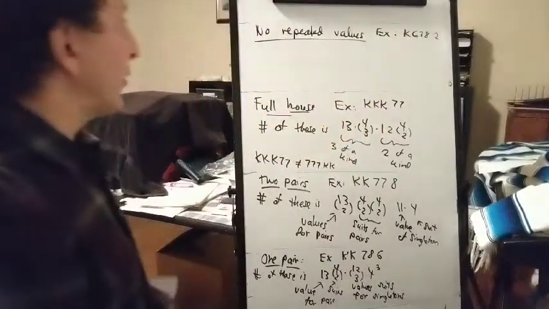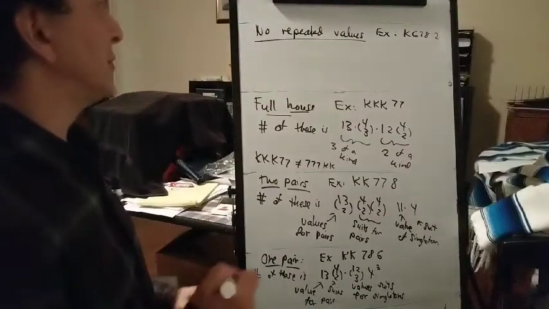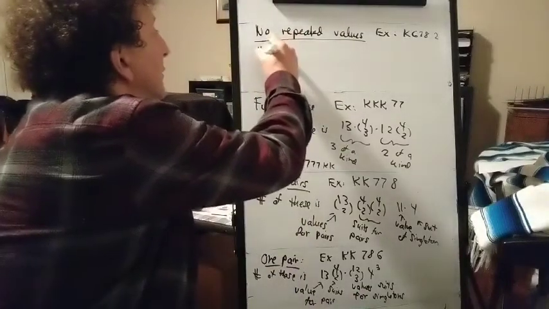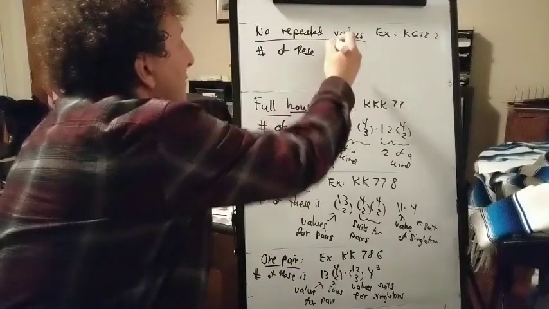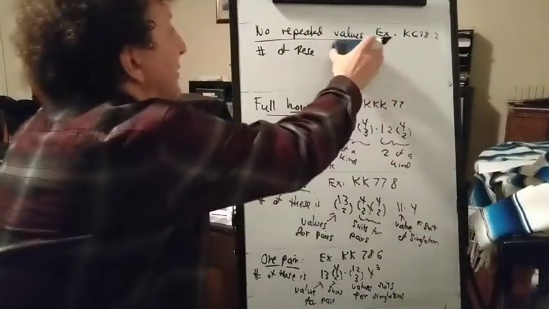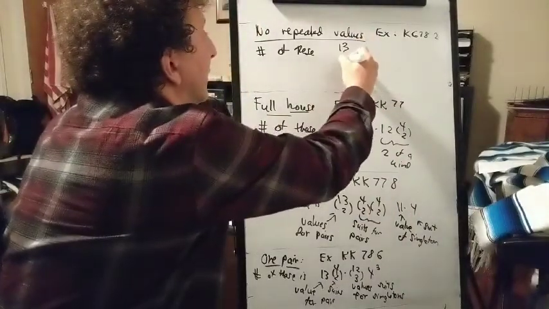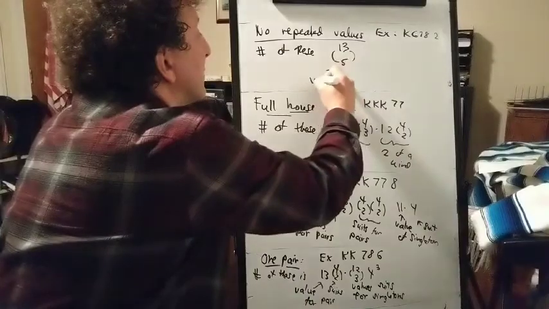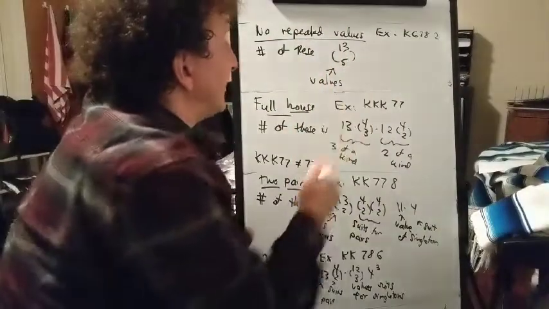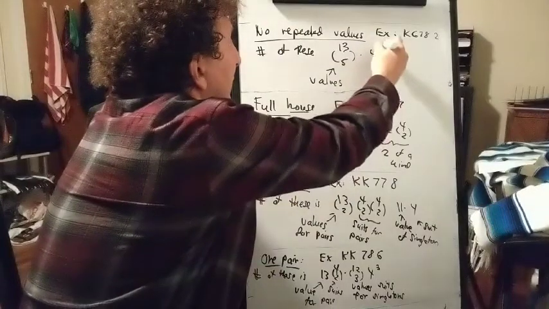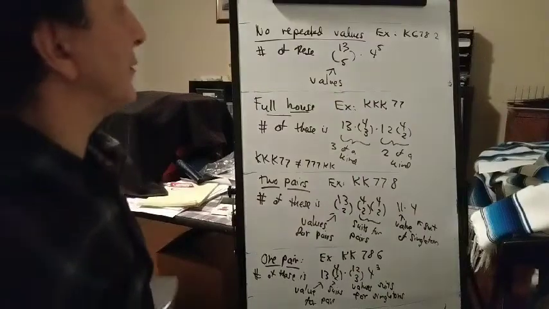How many poker hands are there like that? Well, we need to choose 5 values. 13 choose 5 is the number of ways to do that. They're all singletons, and then each one of those cards needs a suit. So 4 times 4 times 4 times 4 times 4 is 4 to the 5th suits.